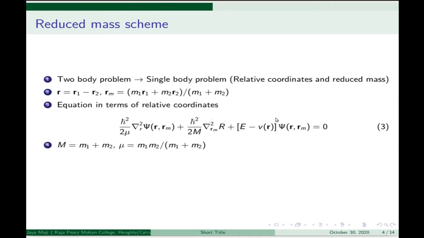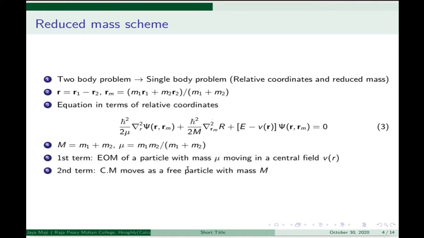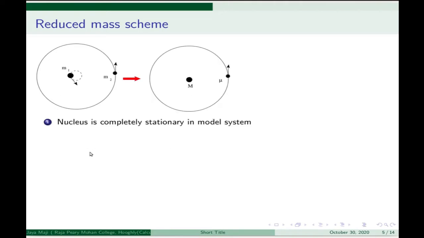The first term describes the motion of a particle with reduced mass mu moving in a central field V(r), and the second term describes the motion of a free particle with mass M, where M is the composite mass, that's m1 plus m2. So here in this diagram you can see that the two body problem can be transformed to a problem where the nucleus is completely stationary and the electron rotates around the nucleus with the reduced mass mu.